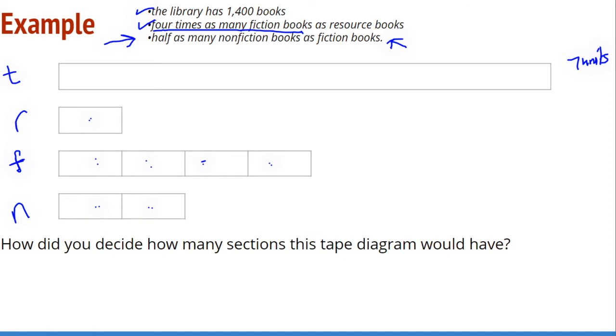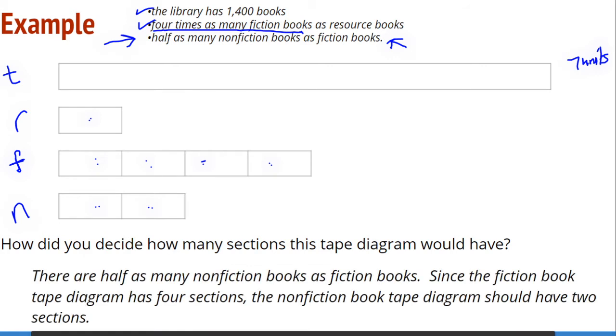So they're asking how did we decide how many sections the tape diagram would have? Well, it says that the nonfiction books are half of the fiction. So if these 4 units are the fiction, the nonfiction is half of that. And we've looked at that twice now.